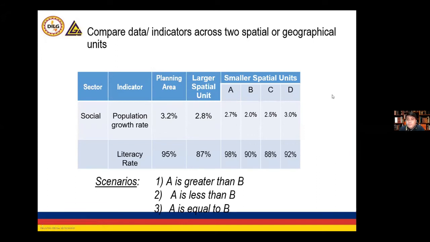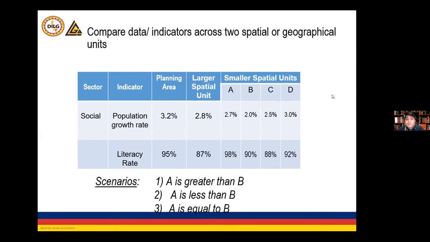That's why it's very important na makapture din natin yung ating spatial na indicator. So from the smaller planning unit to the largest planning unit, dapat makita natin. So is A greater than B, tama ba? Yung population growth rate and literacy rate, sa barangay A daw, ay mas mataas ang kanyang population growth rate compared to B. Or A could be less than B. Or A is equal to B.